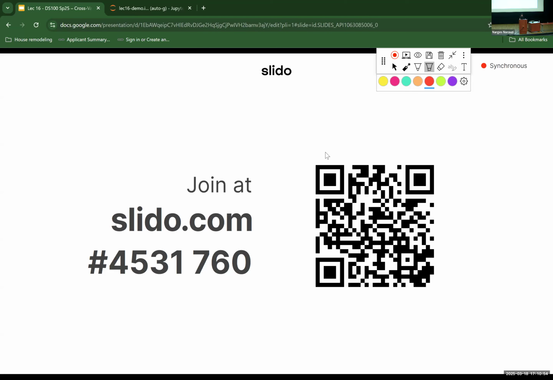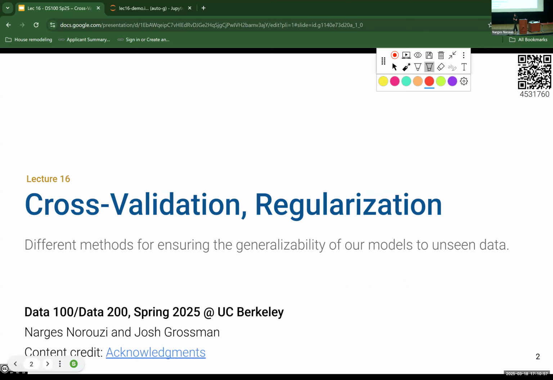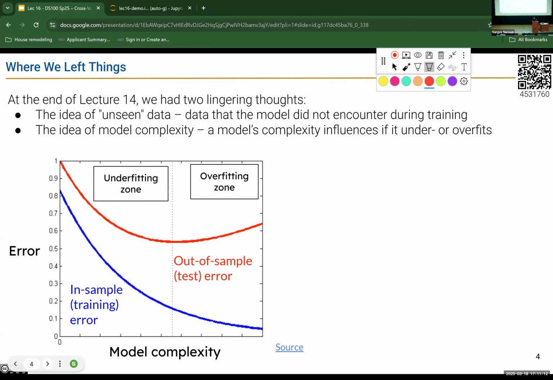Today my plan is to cover a very practical and a very fun lecture. Half of it we're going to talk about cross-validation. This is very practical. And then half of it is going to be regularization, which is going to be even more practical. So let me tell you the story of what we're actually going to be talking about.